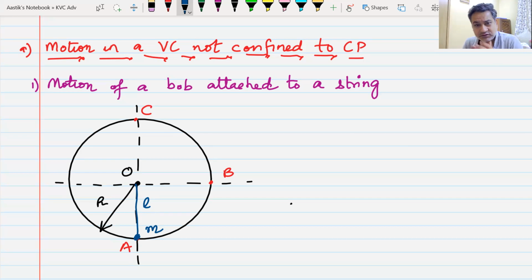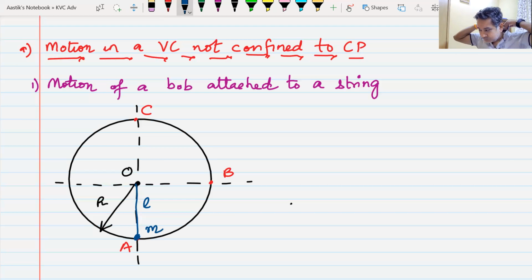If there is no string with this bob, will it move automatically? Whee! There is no string and the bob moves like this? No, it will not happen, right? The major thing giving it the centripetal force is that it is attached to a string and the string is pulling it. It is because of the tension in the string that it moves on a circular path. No tension, no string, gone.